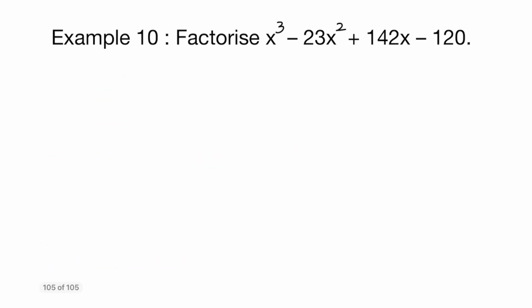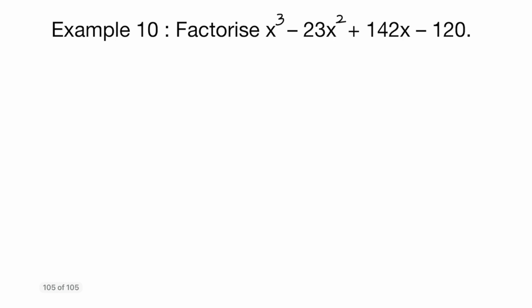So now we are moving to the next example, which is example number 10, and we are going to factorize x cube minus 23x squared plus 142x minus 120. There is something different here: this is a polynomial of degree 3. So far we have factorized only polynomials of degree 2. How are we going to do that? This is not that different. There is only one more step involved here that we'll learn now.